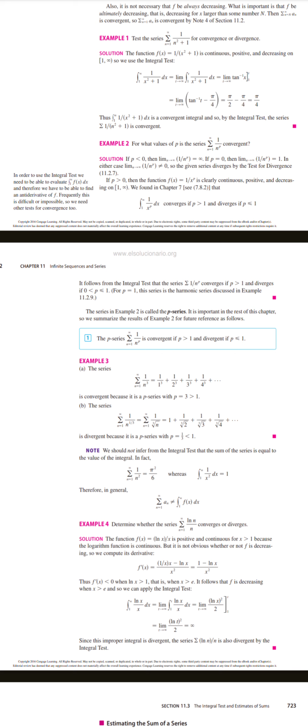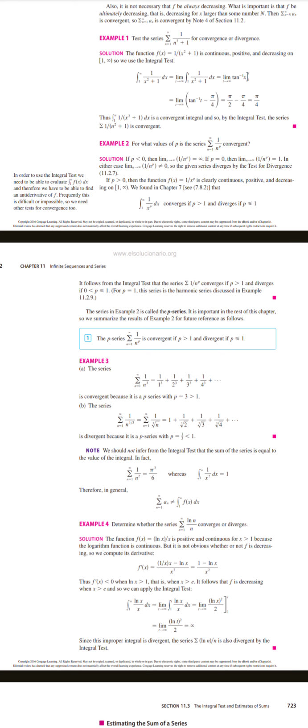11.2.7. Side note: in order to use the integral test, we need to be able to evaluate the integral from 1 to infinity of f of x dx, and therefore we have to be able to find an antiderivative of f. Frequently this is difficult or impossible, so we need other tests for convergence too.